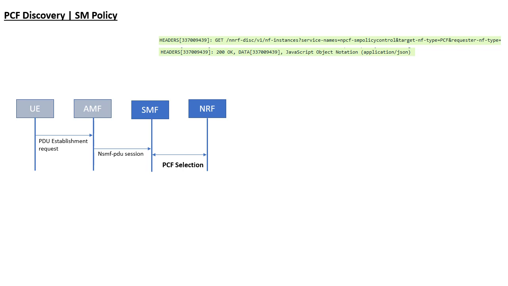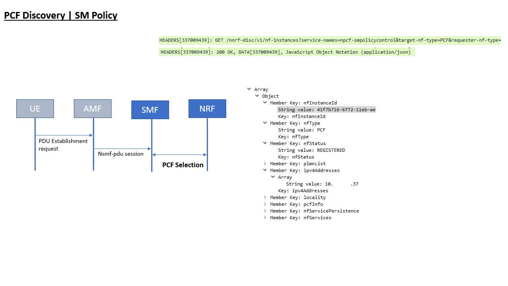Target NF type as PCF, requester NF type as SMF, then the requester NF instance ID. This is the information sent as discovery parameters from the SMF to the NRF. Based on that, the NRF will check its database and reply with the network function profiles of PCF supporting the SM policy. It will send the instance ID, the PCF NF status as registered, the PLMN list it supports, the IP address of the PCF, the FQDN of the PCF, and the locality of that PCF.